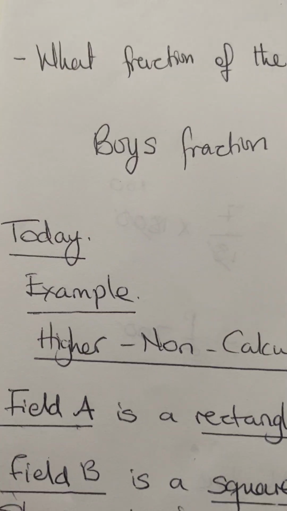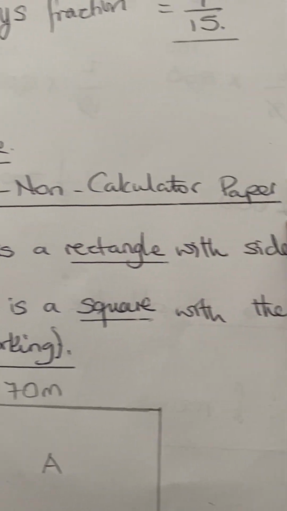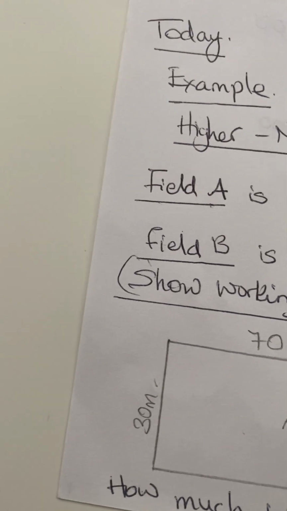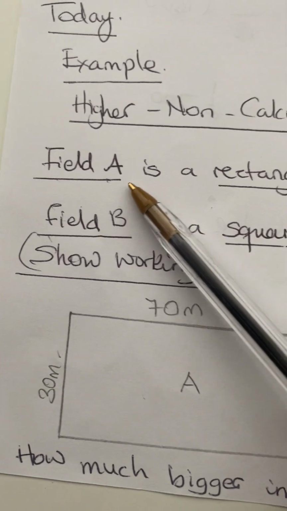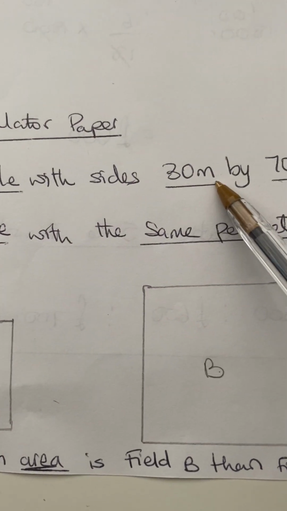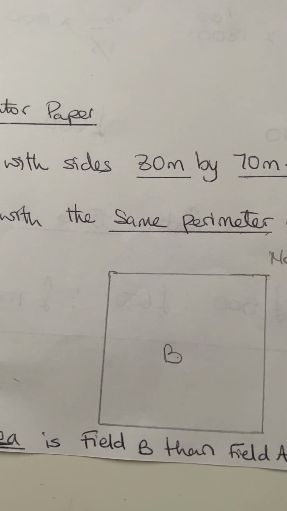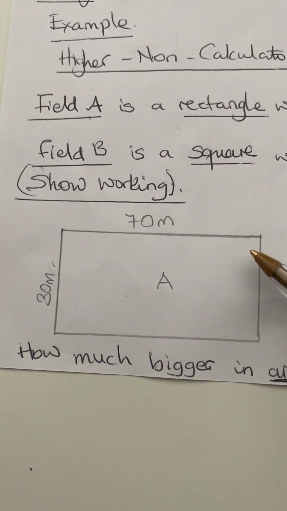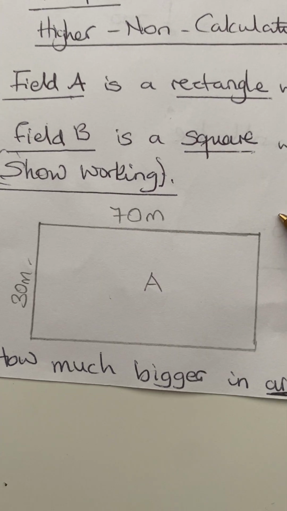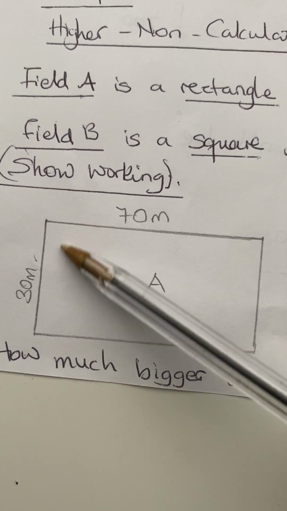Now today, we are looking at the higher paper, non-calculator. Okay. So a field A is a rectangle with size 30 meters by 70 meters. So that is field A. They gave you the diagram. It's not to scale. So 70 meters by 30 meters.